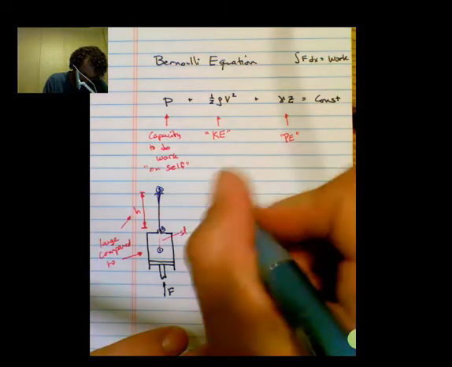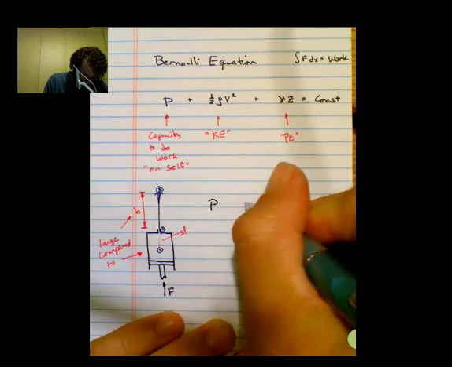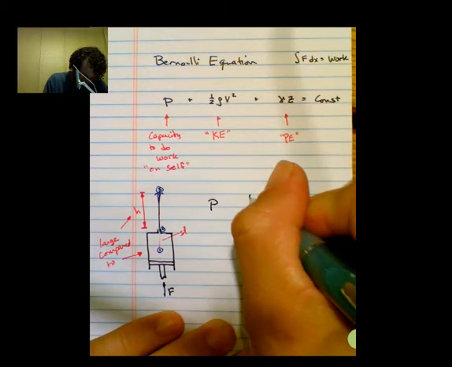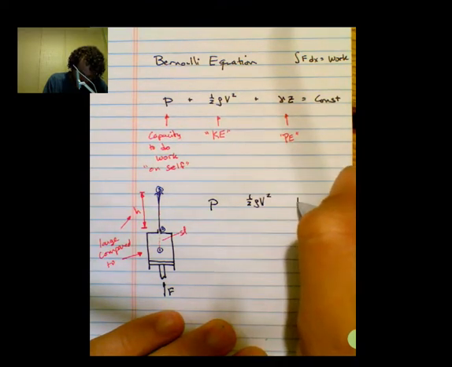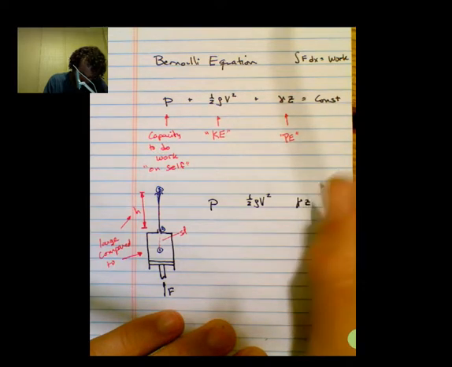So there's our streamline of what this is. I'm going to make a little table here. I'm going to give it a P, a 1/2 rho v squared, and a gamma z.